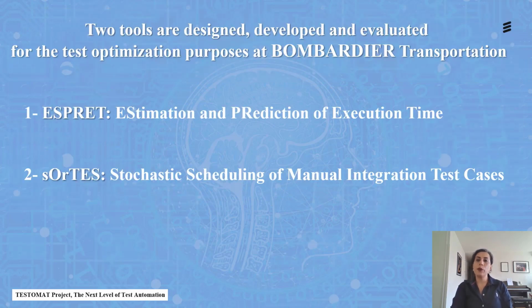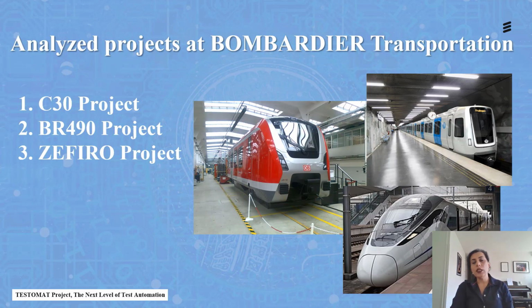Today in this talk, I'm going to present two tools which have been designed for test optimization purposes for Bombardier Transportation, ESPRET and Sortes, and later I'm going to present the tools, their performance, and how they can be used for test optimization purposes. For designing and evaluating the tools, we analyzed 3 ongoing testing projects at Bombardier Transportation: C30, BR490, and Zephyro. In total, we analyzed more than 10,000 requirements and test cases.